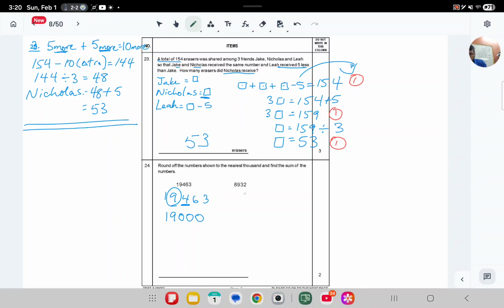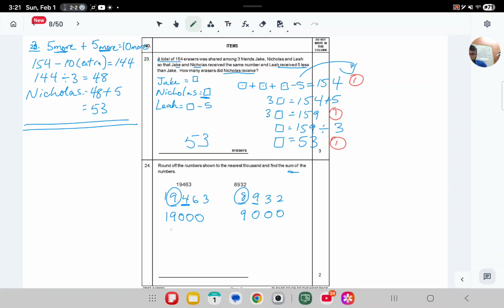Again, we look here now, 8,932. We look at the thousands digit and the hundreds digit. If the hundreds digit is more than 5 or equal to 5, we add 1 to the thousands digit. So we know that 9 is more than 5, so we add 1 to 8, so that becomes 9, and we replace all the numbers on the right hand side with zeros.